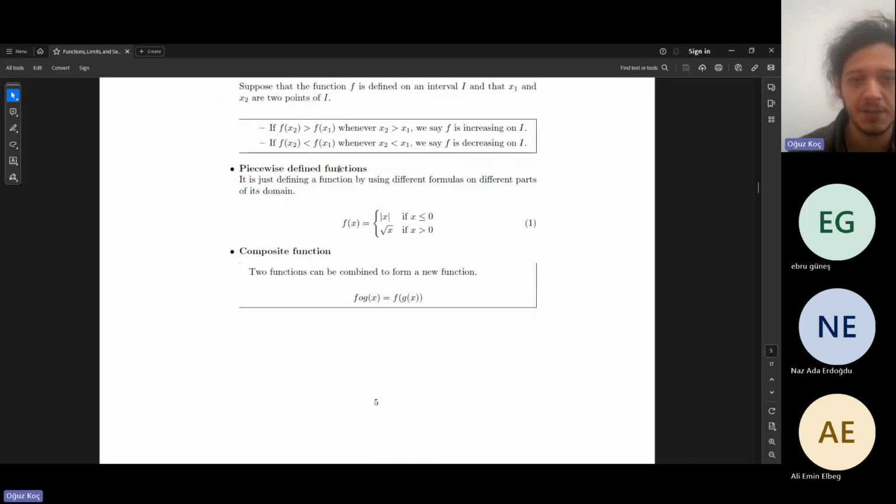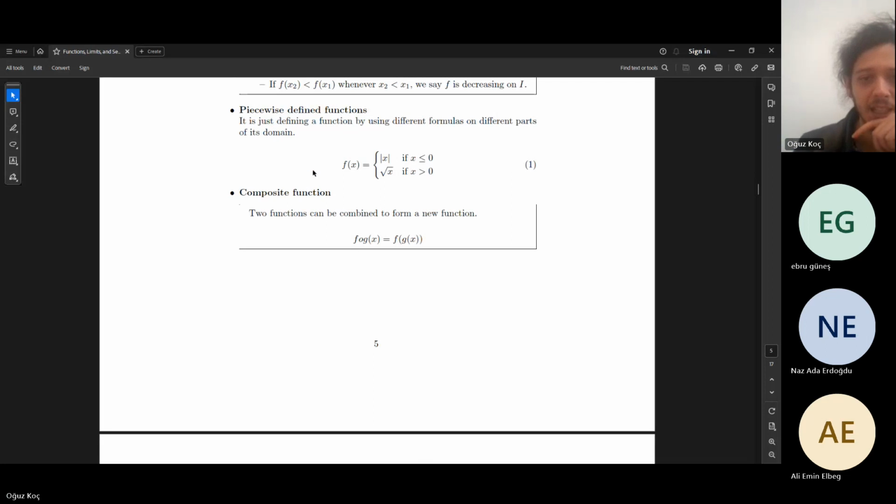And also we have the piecewise defined function. It is a function that takes different values for different intervals. As you can see here, on different parts of the domain, it takes different functions. In here, if x is smaller than or equal to 0, the function turns out to be the absolute value of x. If x is greater than 0, our function becomes the second root of the x.